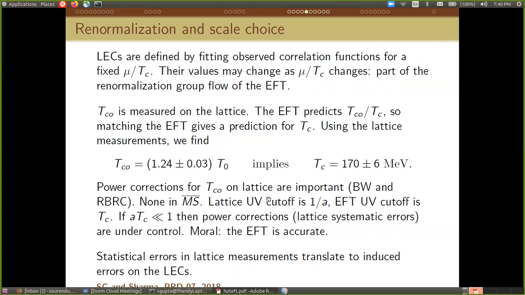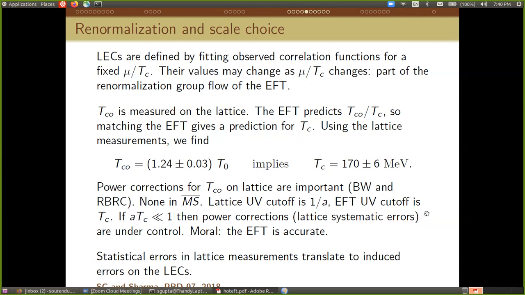The thing to remember is that the lattice has a UV cutoff, which is 1 by lattice spacing, 1 by A. And the EFT has a UV cutoff, which is TC. Now, if the ratio of the two UV cutoffs is much less than 1, then I can use the effective field theory without making an error. And that's the condition. And that condition turns out to be satisfied. So the moral of the story is that this result that I've got is accurate.